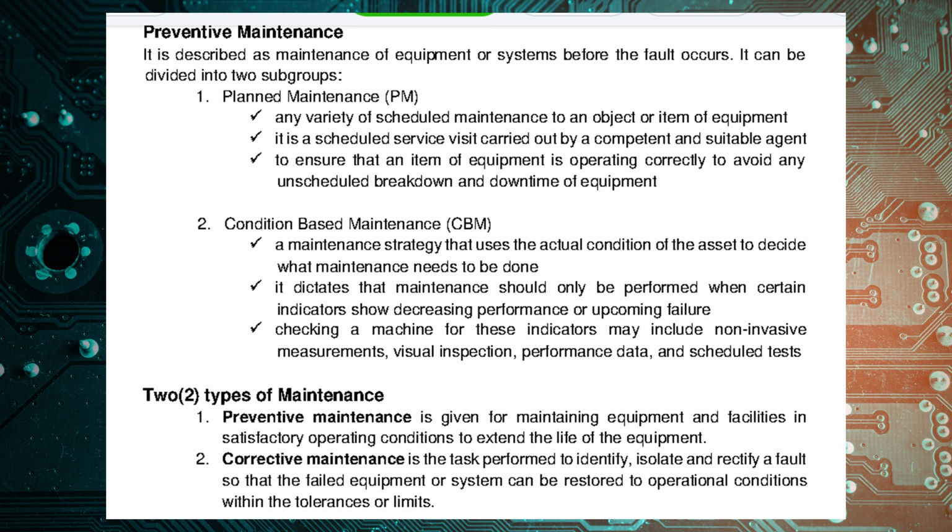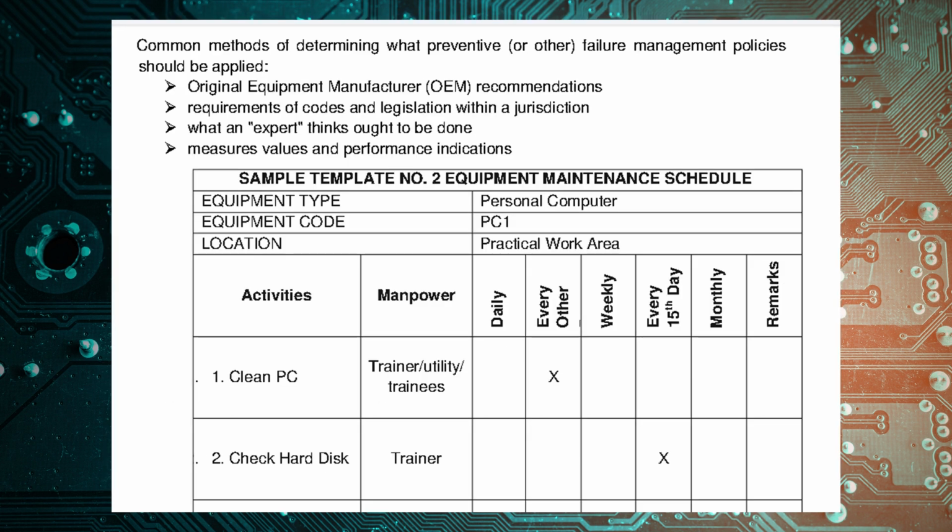We have two types of maintenance: preventive maintenance and corrective maintenance. Preventive maintenance is given for maintaining equipment and facilities in satisfactory operating conditions to extend the life of the equipment, while corrective maintenance is the task performed to identify, isolate, and rectify a fault so the failed equipment or system can be restored to operational condition within the tolerance or limits.